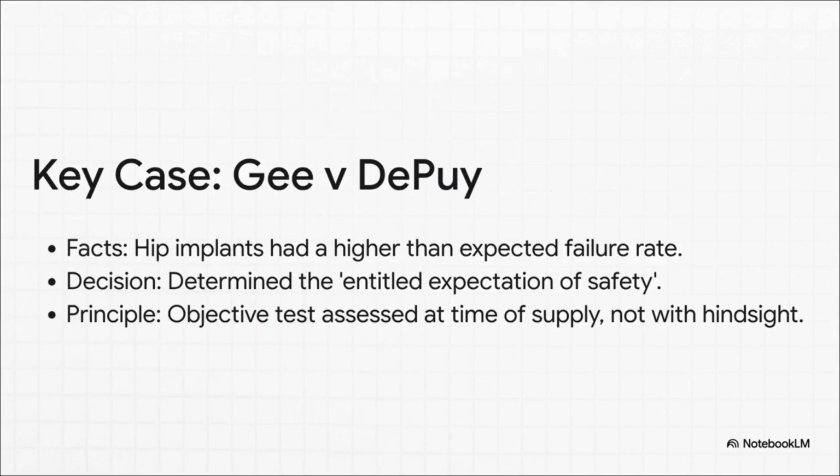The big case that explains this is Gee v DePuy. This involved patients who received hip implants that were failing at a really high rate. The court had to figure out what the entitled expectation of safety was for an implant.